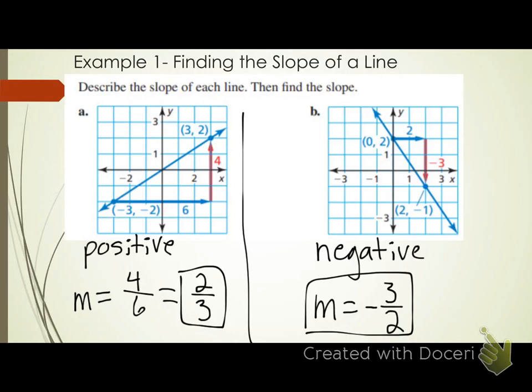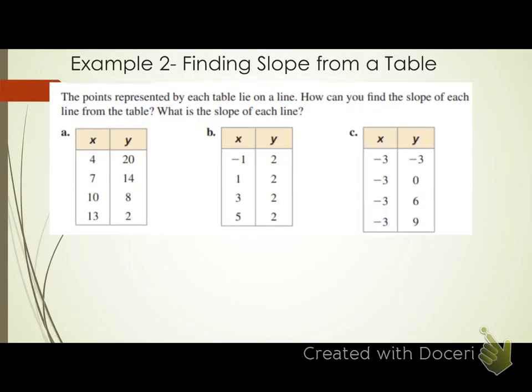How are we feeling about slope after this first example? Decent? Iffy? Pretty good. Like I said, you can always draw a triangle between two points on your line. The height of the triangle will be the rise. The width of the triangle will be the run. Any questions on that? Can I move on? All right. Example two.